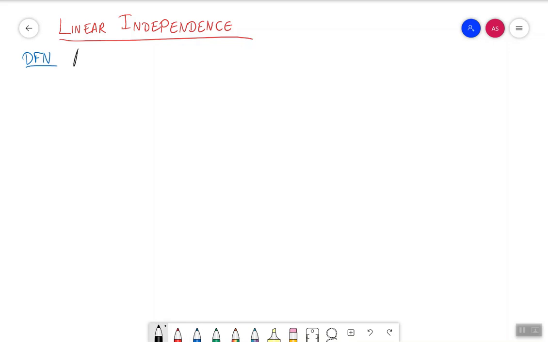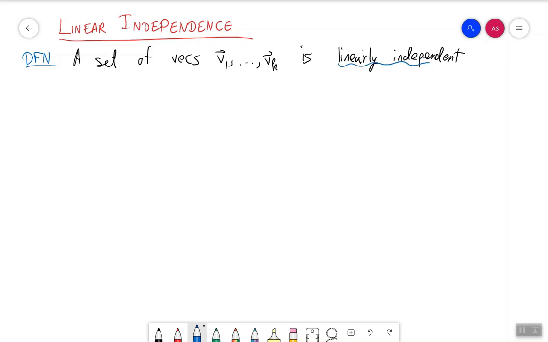A set of vectors v1 through vk is linearly independent. Let me put a little squiggly line under there if it's not linearly dependent.